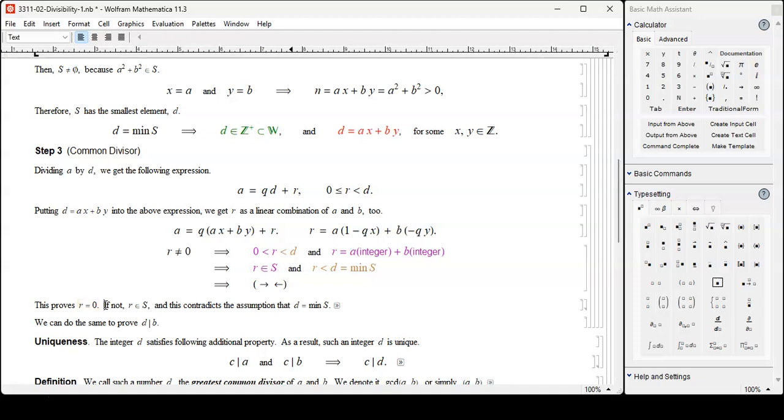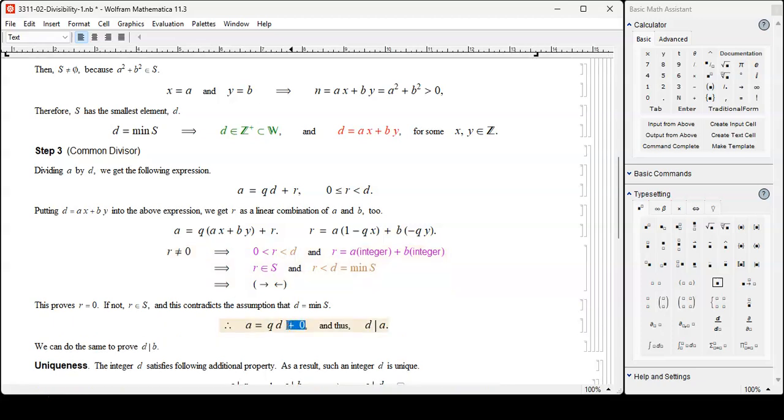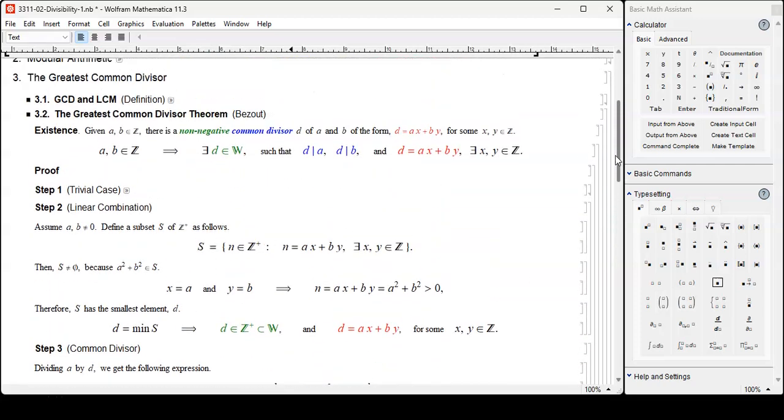If not, blah, blah, blah, okay. With this, can you understand everything? I'm not so sure. That's why I rewrote that part. And then we can go to the conclusion here. The remainder is 0, therefore D divides A. The desired conclusion follows. D divides A. What did we want to prove? We wanted to prove that D is a common divisor. We just proved D divides A.